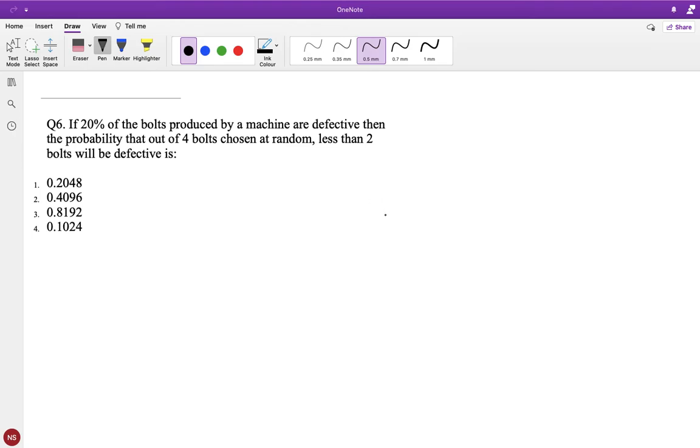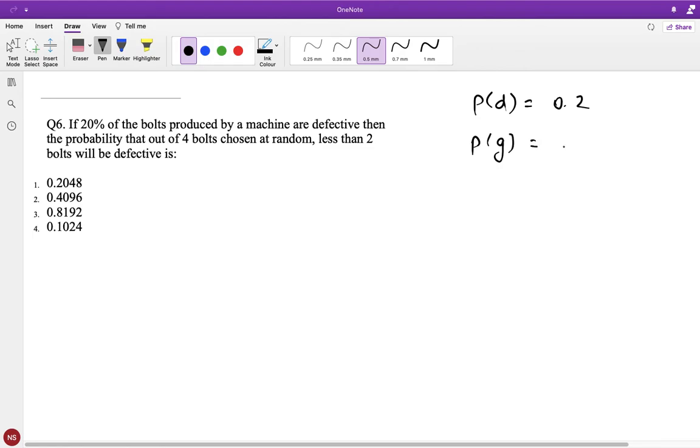If 20% of the bolts produced by a machine are defective, so probability of a defective bolt is 0.2. Probability of good is 1 minus 0.2, which is 0.8. Then the probability that out of 4 bolts chosen at random, less than 2 bolts will be defective. So less than 2 will be what? 0 or 1.